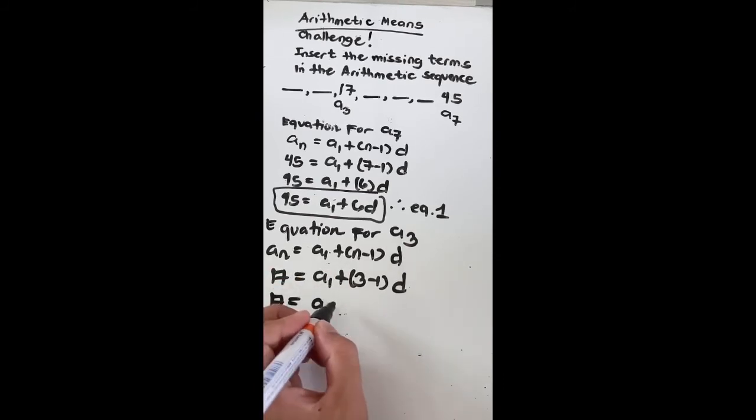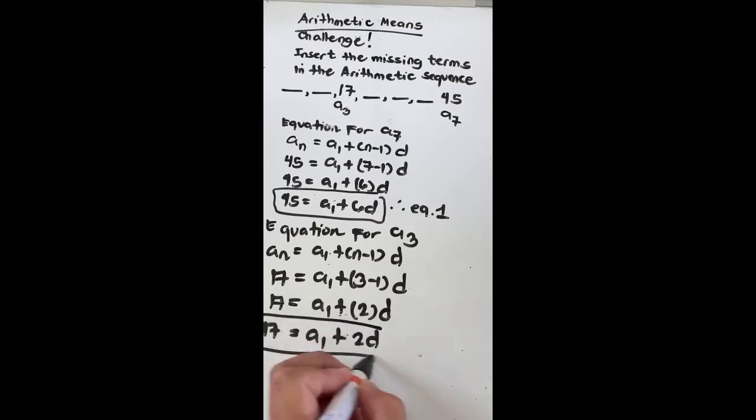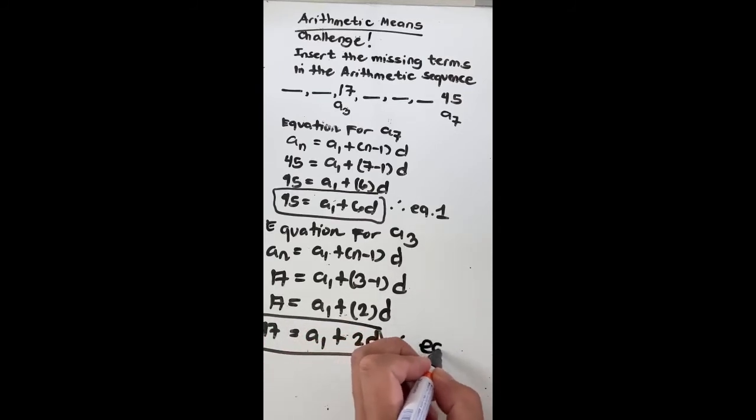So by simplifying that one, okay. So 2 times d, that is 2d. Okay. So our equation for the a sub 3 is 17 is equal to a sub 1 plus 2d. So this is our equation for a sub 3. Okay? So ano yung susunod nating gagawin? We need to simplify the two equations. So remember, in grade 8 you had studied about systems of linear equations. So applying the rules in the systems of linear equation, makukuha mo yung simplification ng dalawang equation na ito.